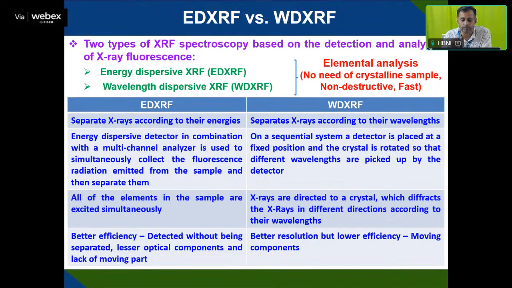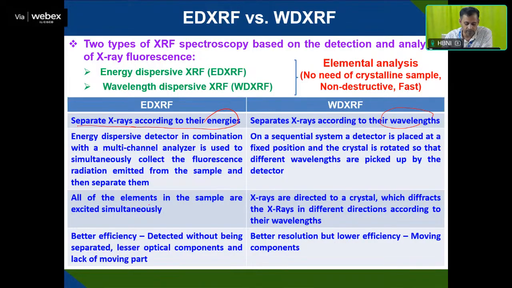One is energy dispersive X-ray XRF, and the other is wavelength dispersive X-ray XRF. Both are mostly used for elemental analysis. You do not need any crystalline sample here, and it is also a non-destructive technique and very fast. But you need a very good known material standard for perfect quantification. Energy dispersive XRF separates according to energy, and wavelength dispersive separates based on wavelength.